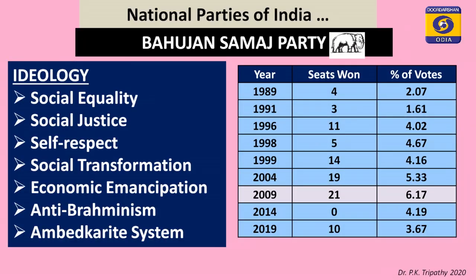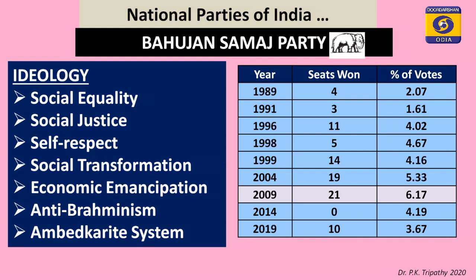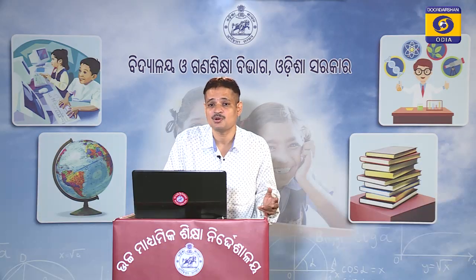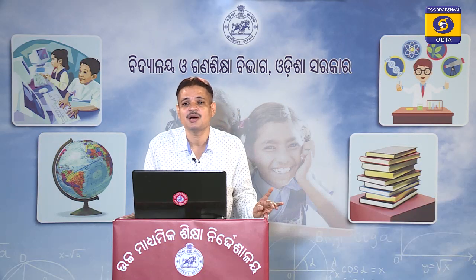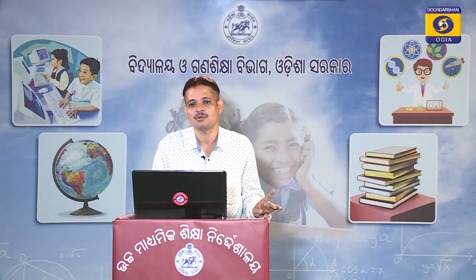This party believes in certain ideology or certain system which is known as, the first is social equality, samajika ekata, the how samajika samanata. So in society, everyone should be equal, there should not be any caste difference, that is social equality. Second is social justice, justice to the weaker sections of the society, particularly Dalit sections of the society. Third is self respect. Self respect for whom? Self respect for those who have been neglected by the society, particularly the Dalit community.